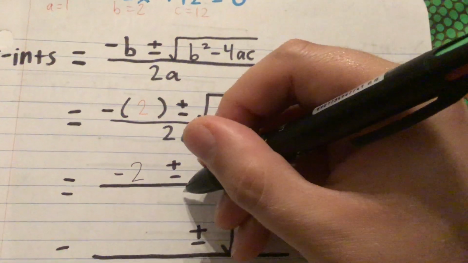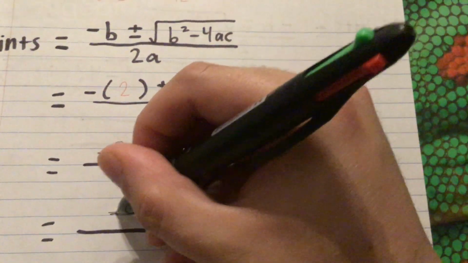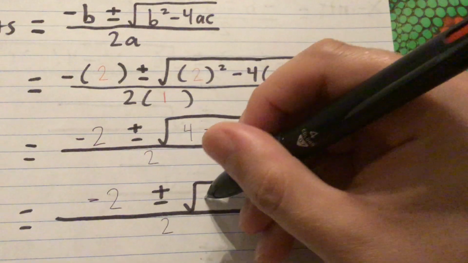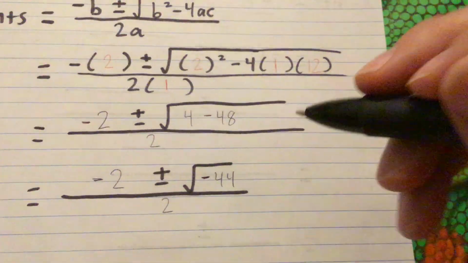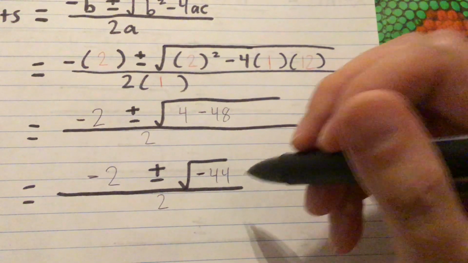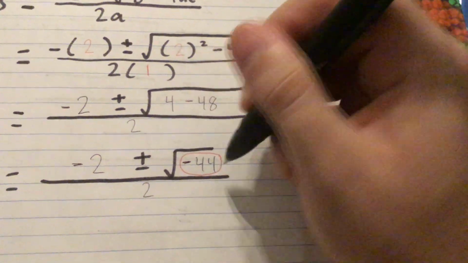All that over 2 times 1, which is 2. Okay, so now we've got negative 2, and there's a 2 on the bottom. 4 minus 48 is negative 44. Okay, well, that's why I couldn't factor. There's a problem with the quadratic formula. Specifically, the discriminant is negative.